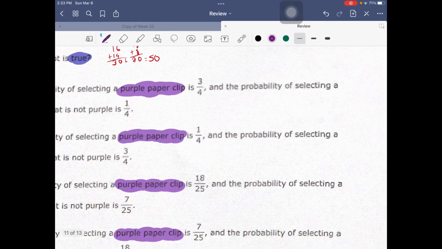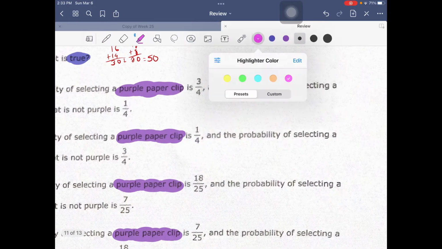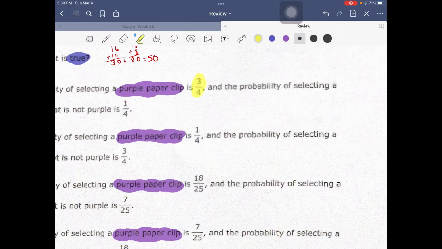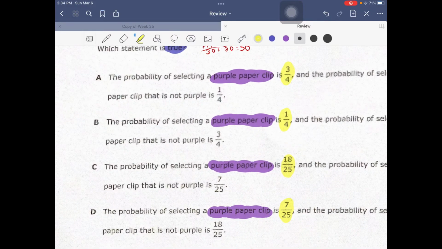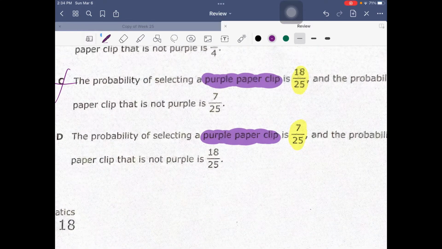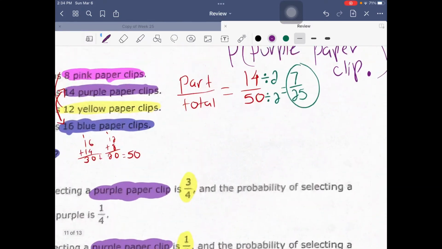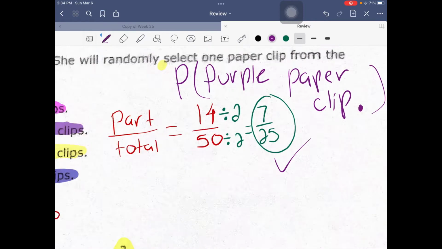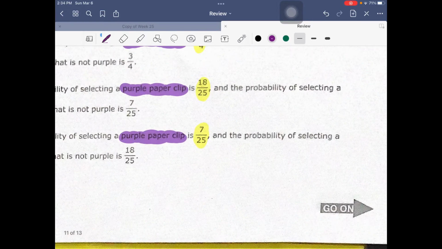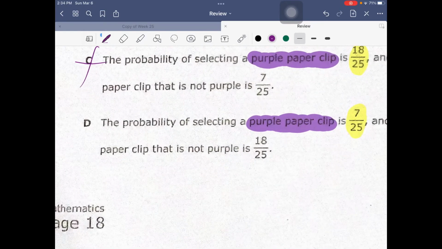Now, do we have 7 out of 25 anywhere? Yes, we do. Probability of selecting a purple paper clip is 7 out of 25. That is true. Let's check the second part. The probability of selecting a paper clip that is not purple, 18 out of 25.